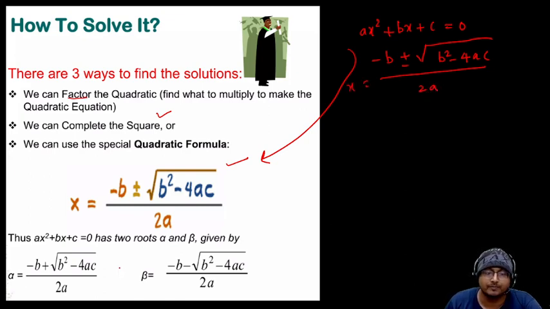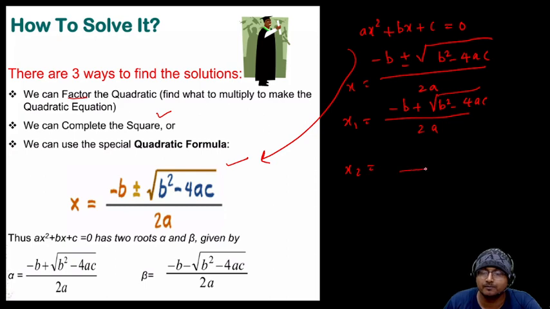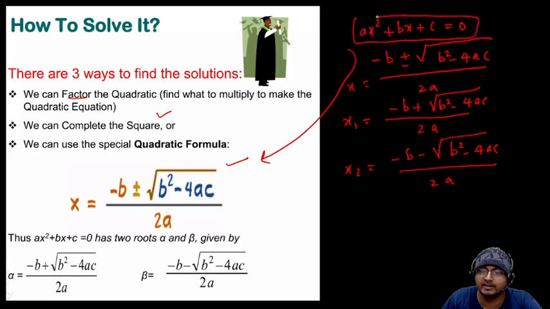If x1 is one root, it will be minus b plus under root of b square minus 4ac by 2a, and one more root x2 can be minus b minus under root of b square minus 4ac by 2a. These are the two roots of the quadratic equation of this standard form. We will get those a, b, c values by comparing with the given equation, and then substitute those values in x1 and x2. We will see the example problems clearly.